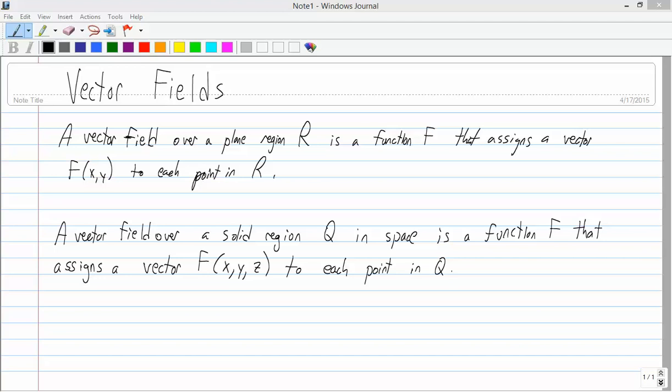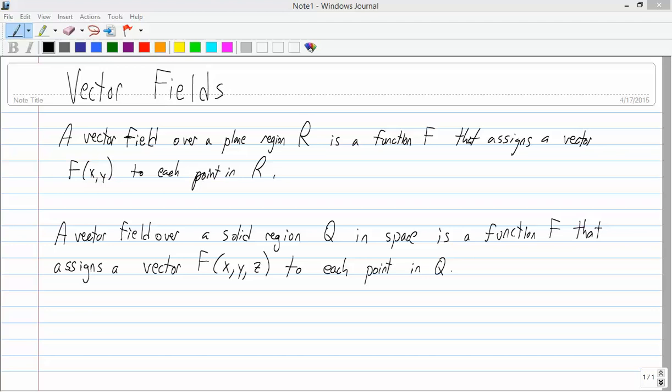Alright, so a vector field over a plane region R is a function capital F that assigns a vector F of x, y to each point in R. And a vector field over a solid region Q in space is a function F that assigns a vector in 3 dimensions to each point in Q. So if it's a vector in the plane, then it's going to be in 2 dimensions. A vector field in space is going to be in 3 dimensions.